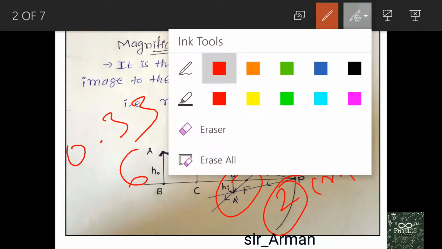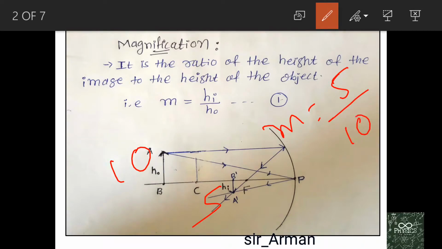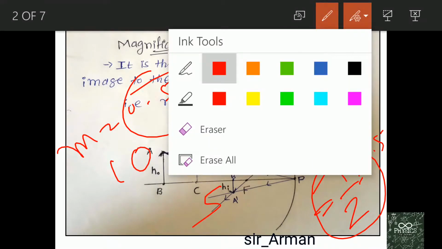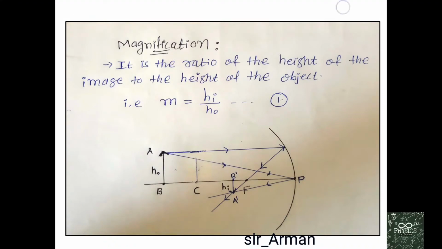Suppose in another case the object is 10 centimeter and the image is 5 centimeter. So magnification is equal to the height of the image by the height of the object. So it is 1 by 2, or we can say 0.5. So the magnification equal to 0.5 or 1 by 2 indicates the size of the image is half, that is 0.5 times the size of the object, right? So magnification indicates how many times the image is larger or smaller compared to the size of the object.